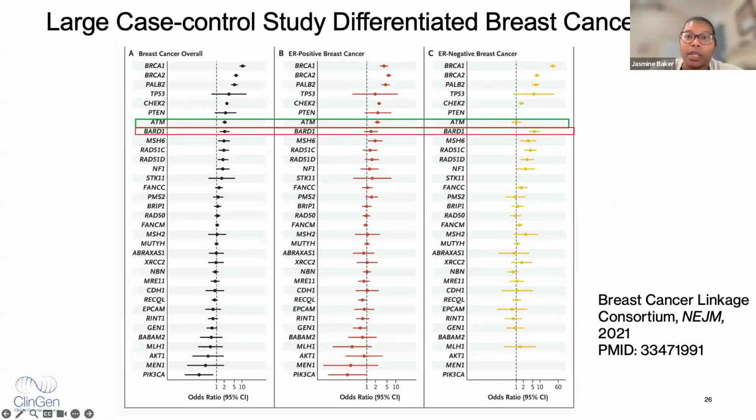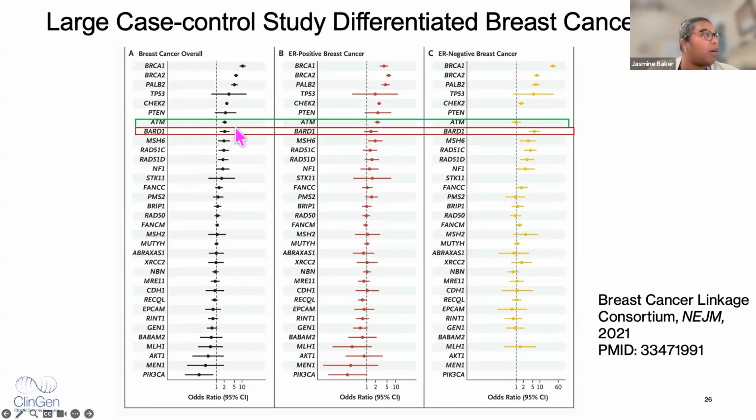So large studies can also help. This particular study is from the Breast Cancer Linkage Consortium. These larger case control studies can also help us differentiate between the different types of cancer, which was really nice because this study made it possible for us to examine breast cancer as more than one broad phenotype. The associations differed by the estrogen receptor, whether it was positive or negative. So that was very helpful when we were looking at ATM and BARD1 specifically.